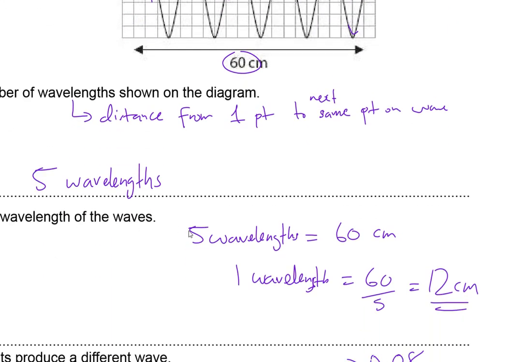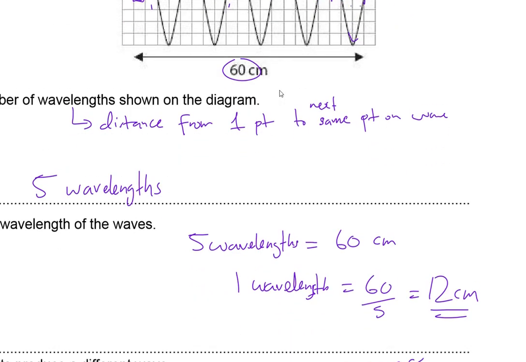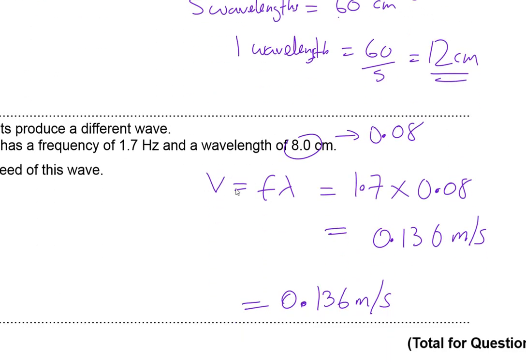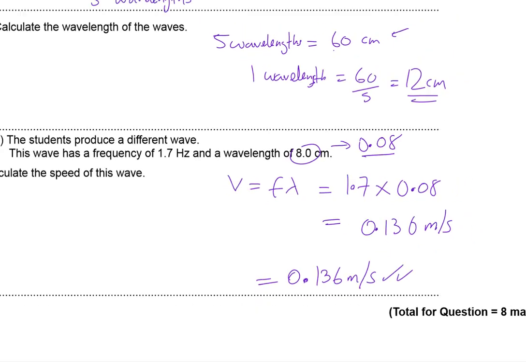Now, 5 wavelengths is 60 centimeters. How do we know it's 60 centimeters? It's written here, 60 centimeters. So therefore 1 wavelength is 12 centimeters. Now this one's straightforward. Frequency times wavelength. The frequency we know, the wavelength we need to convert, and this is the answer that we need to get for 2 marks. Very, very nice and easy.